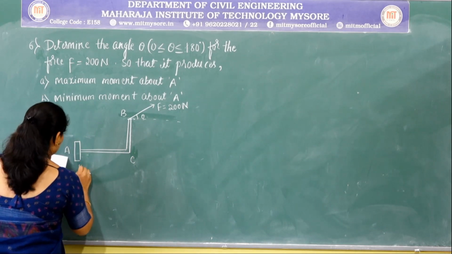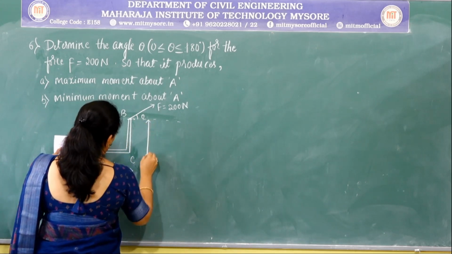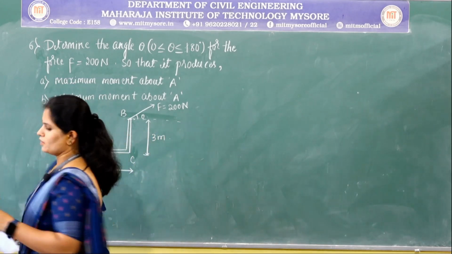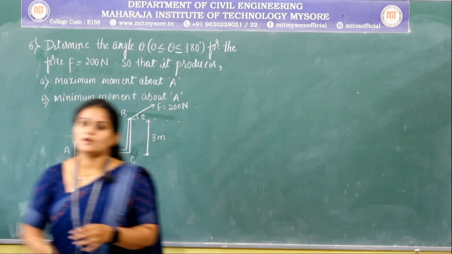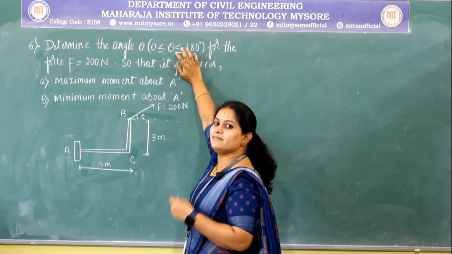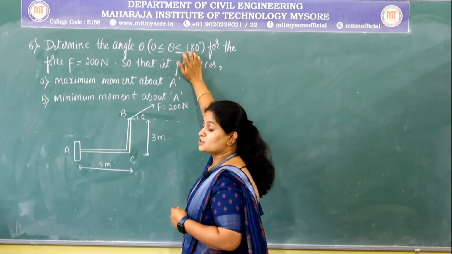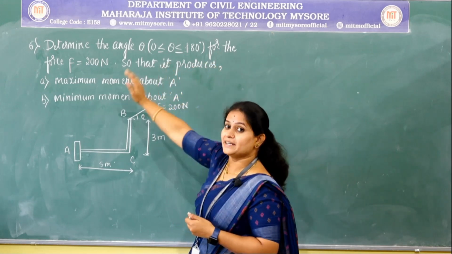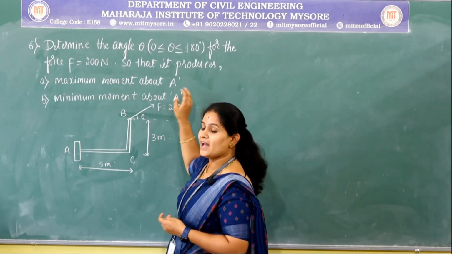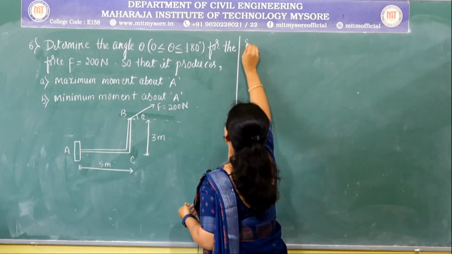the distance between point A and C is 5 meters and the distance between the point B and C is 3 meter. So, in this question we have to find out the two values of theta, so that the value should be greater than or equal to 0 and less than or equal to 180 degree, for the force having a magnitude of 200 Newton, so that it should produce a maximum moment about A and minimum moment about A. So, we shall find out the solution for this problem.